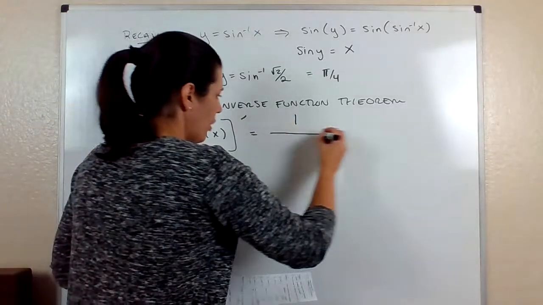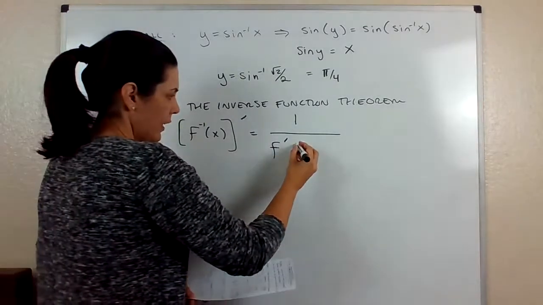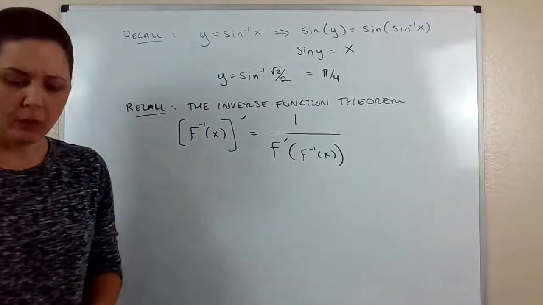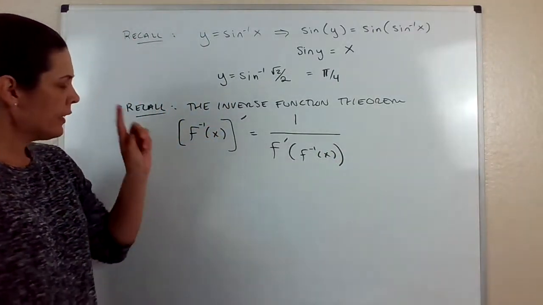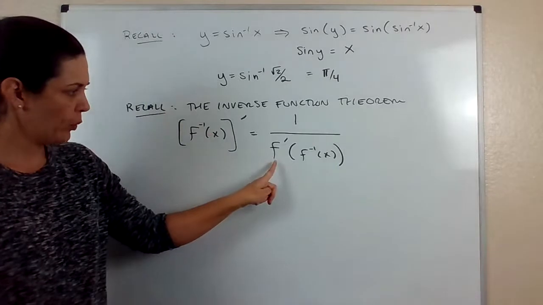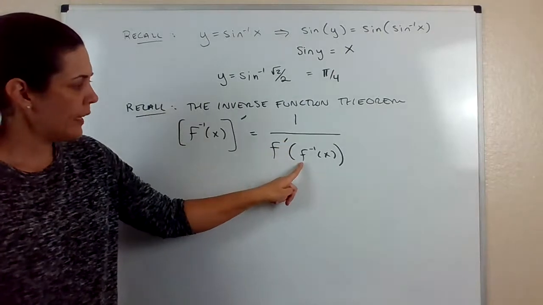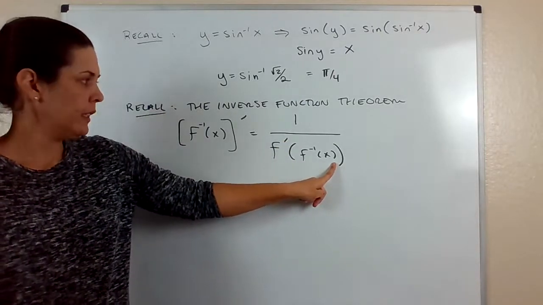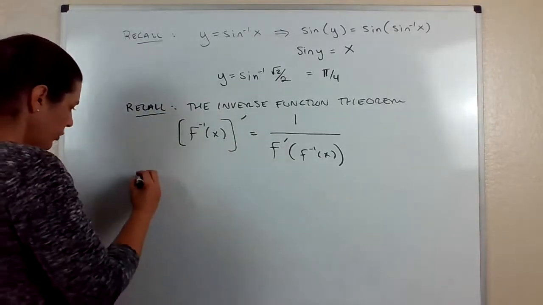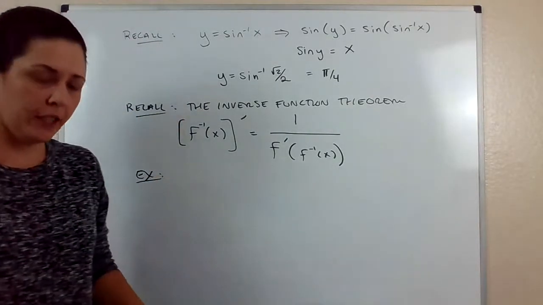You can actually do 1 over the original function's derivative, if you plug in the inverse function into that. All right, so let me say that one more time, and then we'll use this fact. If I want the derivative of the inverse function, I can go back to the original function, find that derivative, plug in my inverse function, and then do 1 over that, and that's the answer. Okay, so we're going to use this to find 1 out of the 6 inverse trig function derivatives, and then I'll just list the other 5 for you.